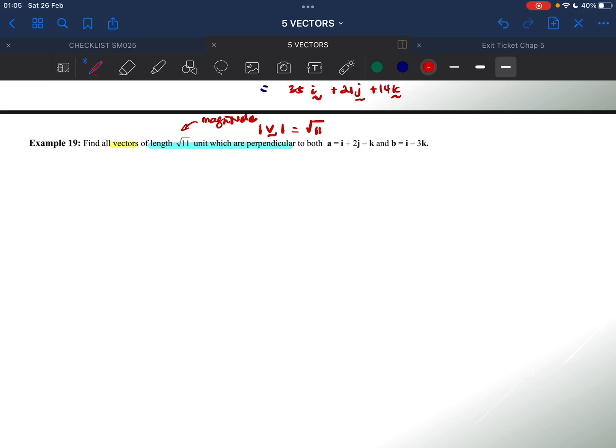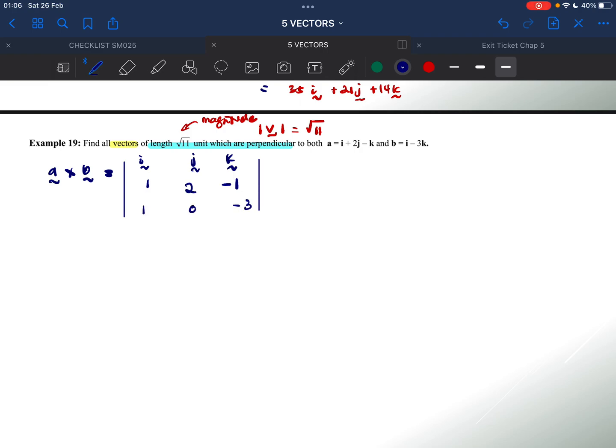Since you know that the unit vector perpendicular to both A and B should be your A cross B, we need A cross B here. So let's find the vector for A cross B. Here we have the determinant. We have i, j, k, and here we have 1, 2, negative 1. Here you have i minus 3k, so that will be 1, 0, negative 3. The 0 represents j.